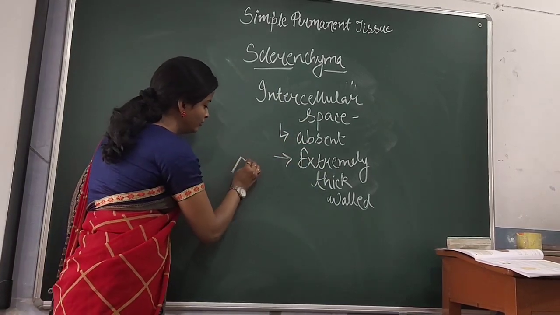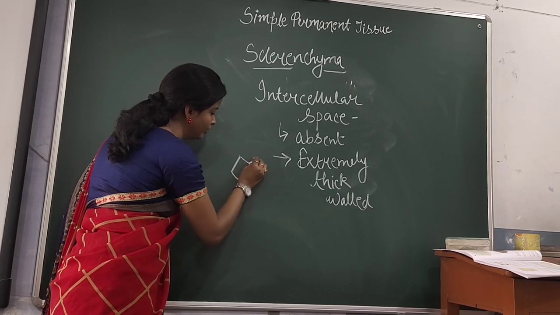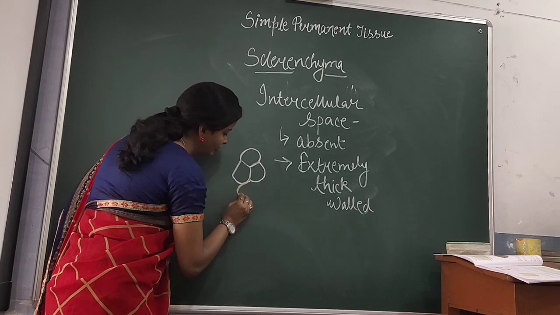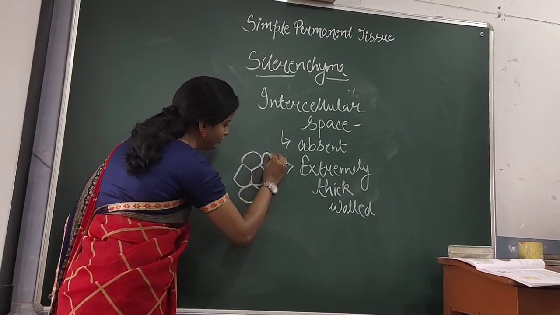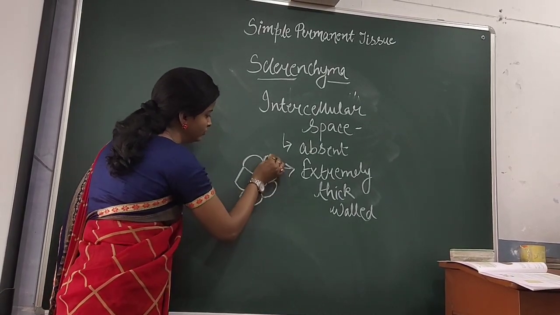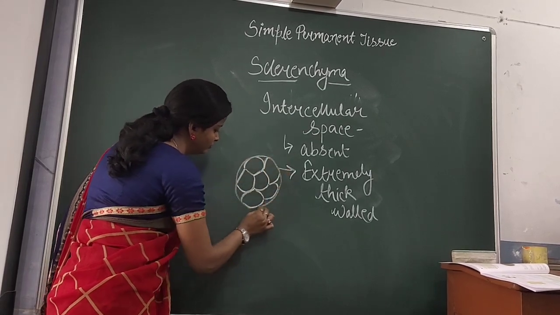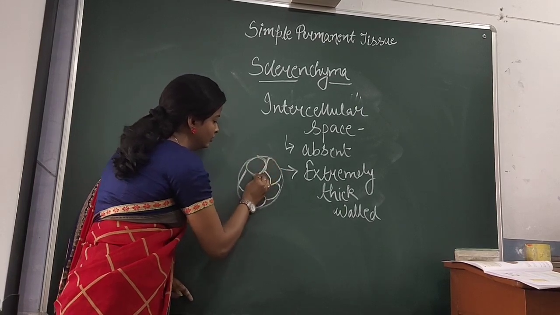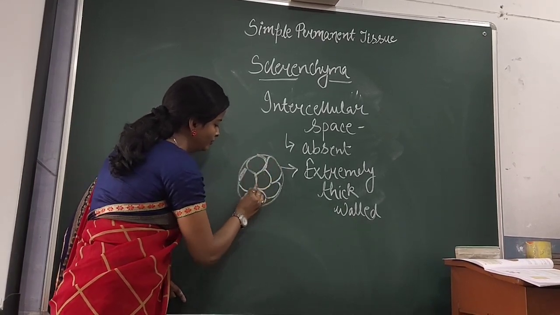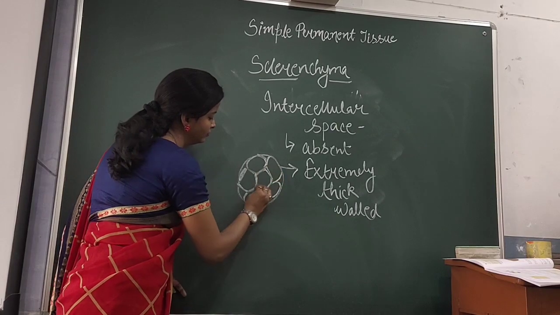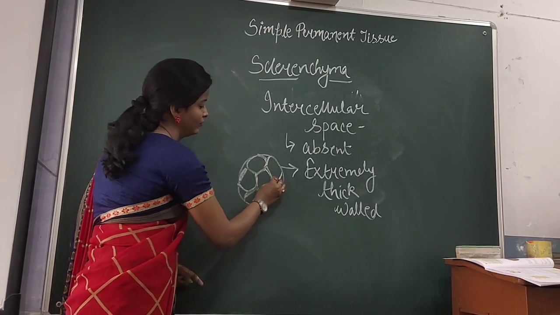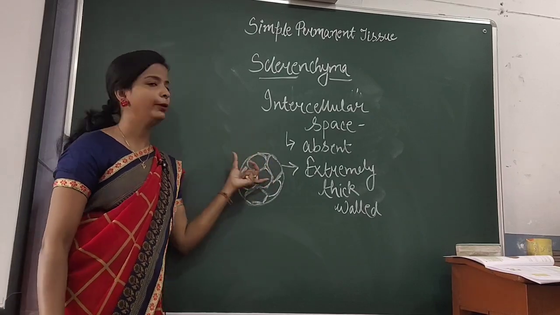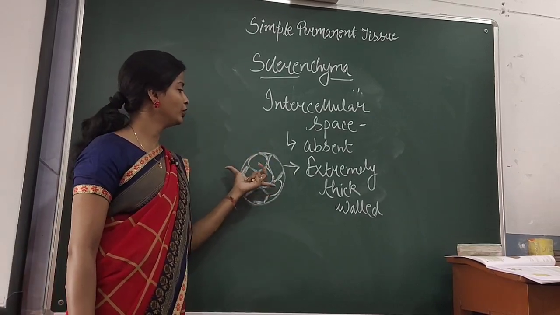Like, this is one cell, this is another cell, this is another cell, this is another cell. Suppose this is a sclerenchyma cell, you can say it is thick walled, and no intercellular space is present in between them. So this was about the walls.